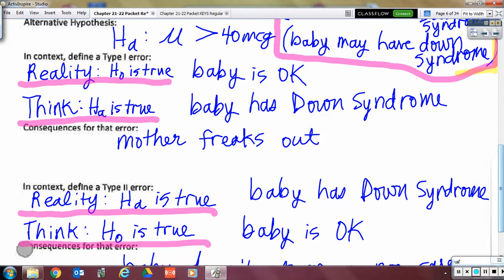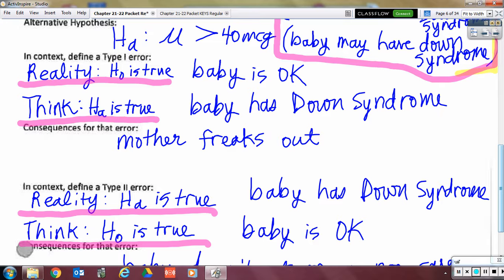If you write this, it will make it easier. I think there are different ways you could think about it. So over here on the board, I put HO is false, but I put in parentheses HA is true. I think to keep stuff straight in our brain, we're going to do better if we think the reality is HA is true, but we think the other one is true. So let's review, let's get this memorized.